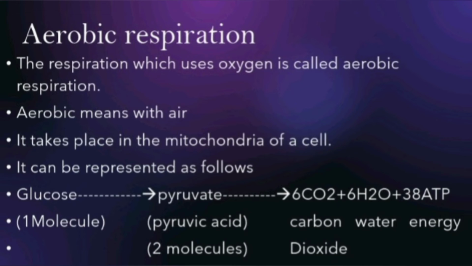The glucose, which is one molecule, by the process of glycolysis in the cytoplasm is converted into pyruvate, which is two molecules. It is also known as pyruvic acid.